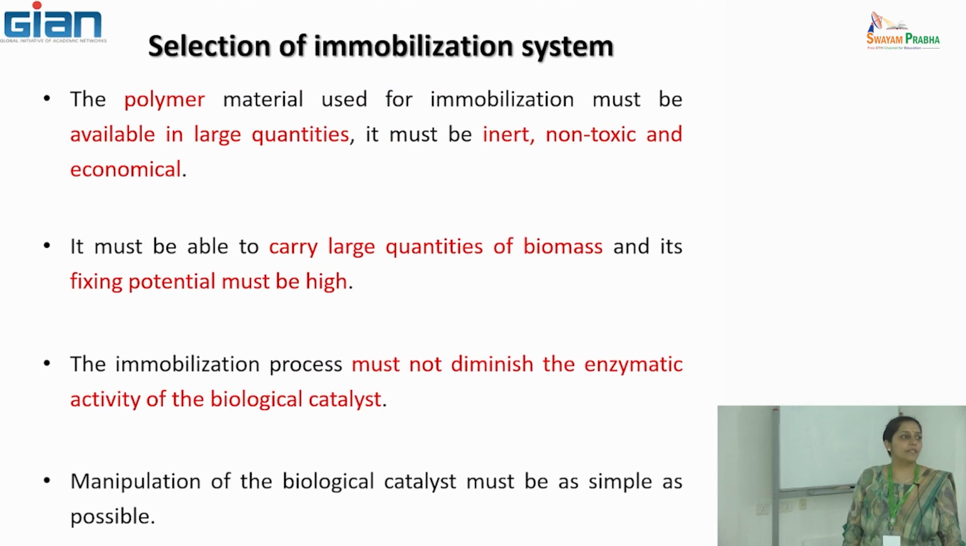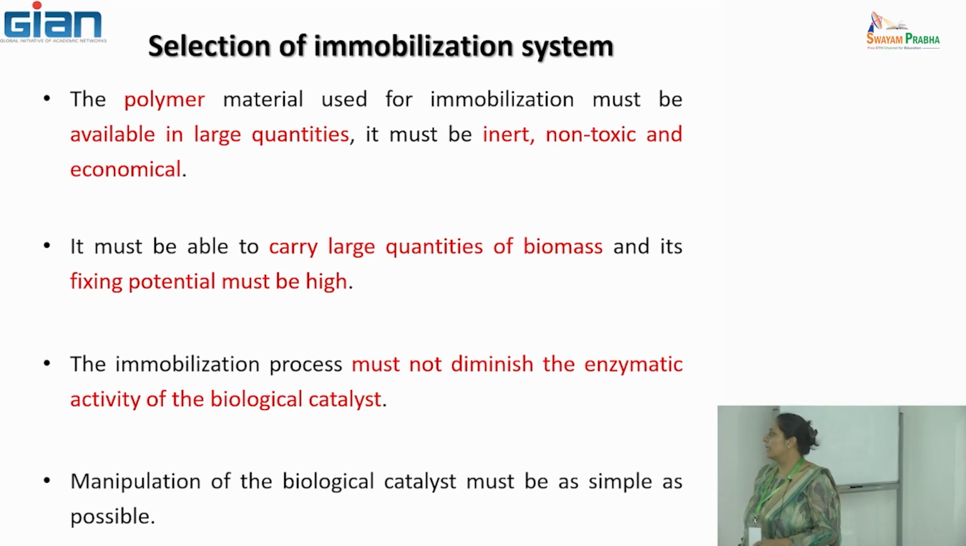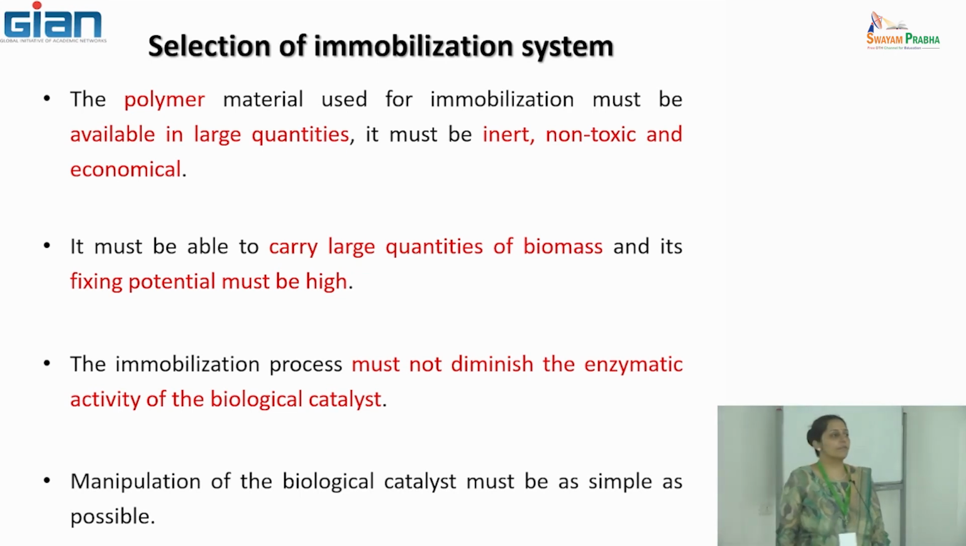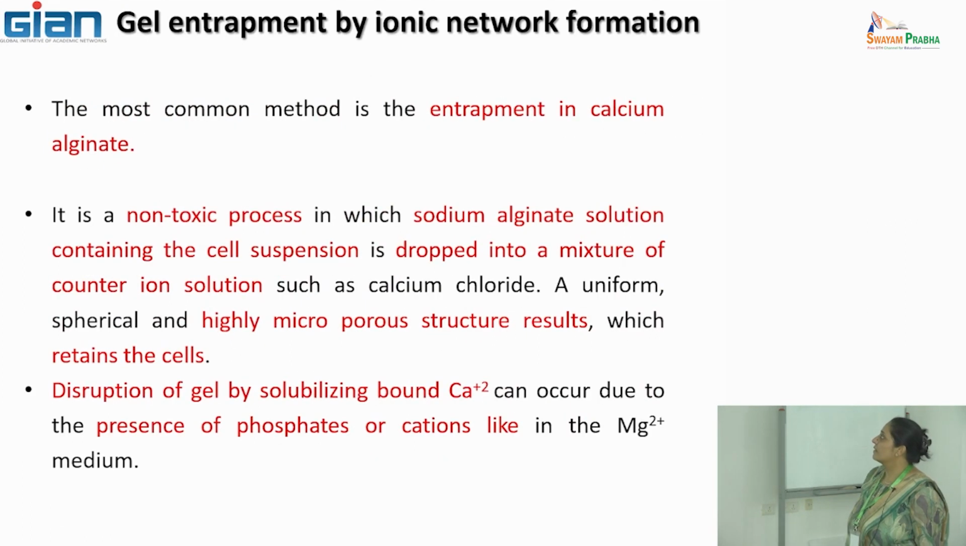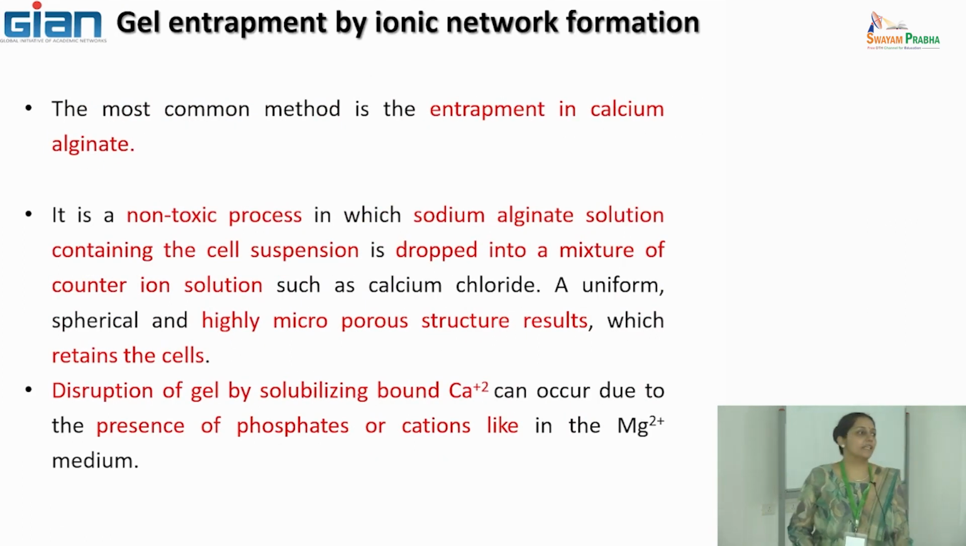Now, what care should be taken while selecting the polymers for immobilization? They have to be inert, non-toxic to the cells, and economical in nature, and obviously they have to be available to meet the demand. And the process of immobilization should not be such that it can diminish the enzyme activity of the cell. Okay, so I'll not get into the details of the process of immobilization.